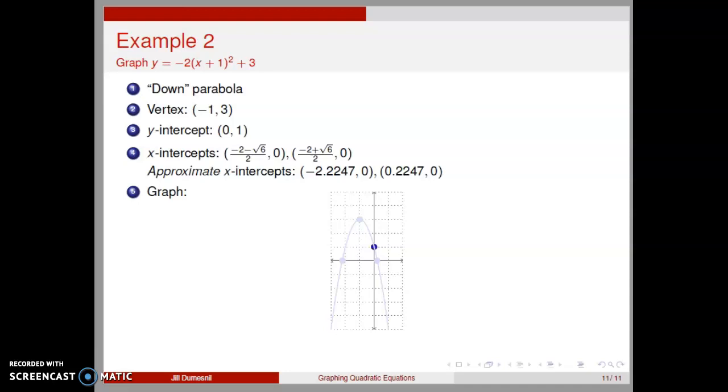We're going to plot our y-intercept at (0, 1), the vertex at (-1, 3), plot our approximate x-intercepts, and finally sketch the parabola. Again, if you're graphing by hand, make sure you are consistent in your spacing on the axes.